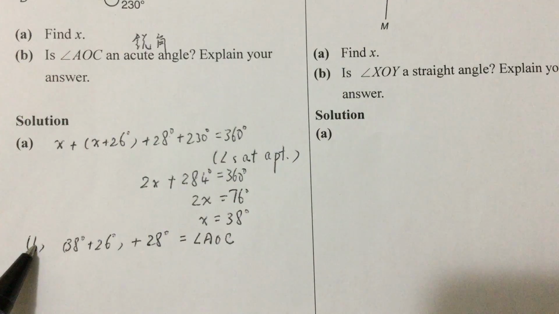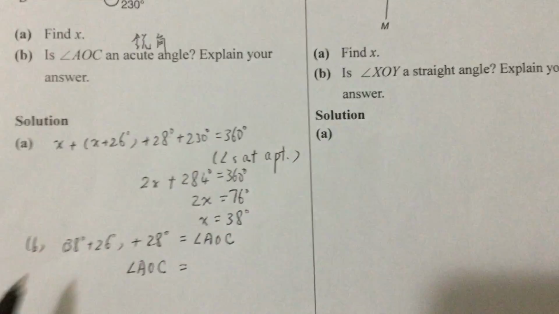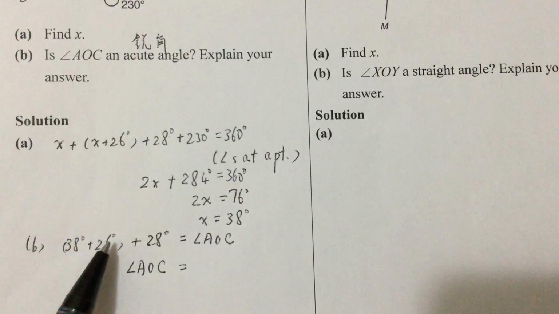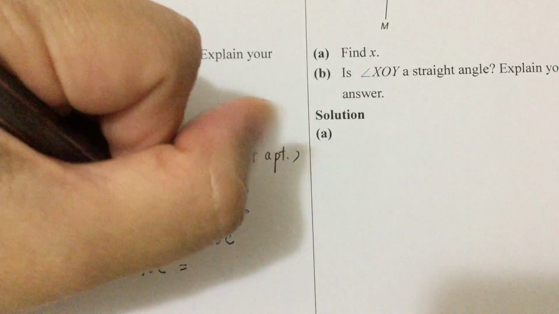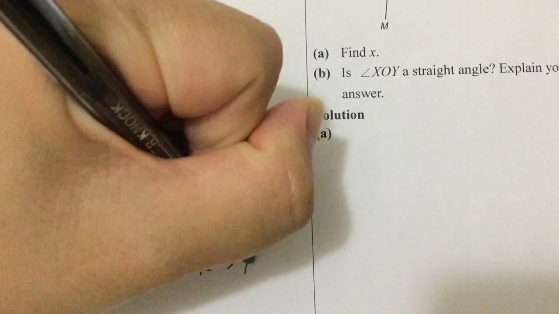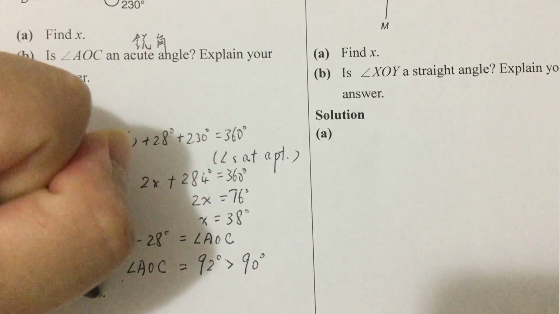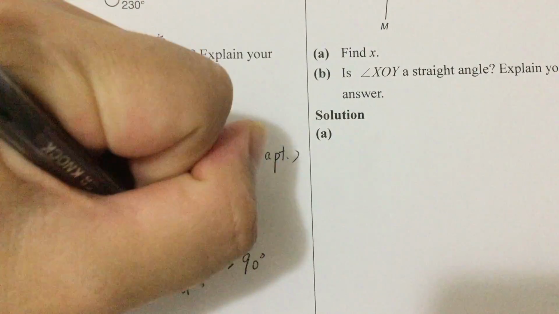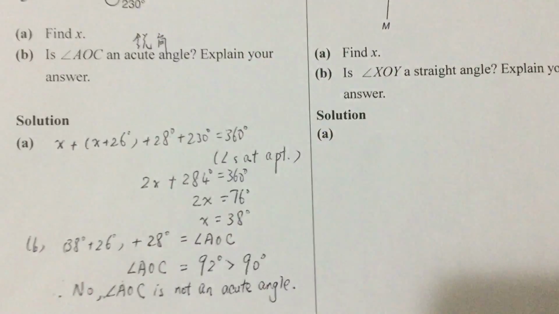Angle AOC here is much better. So we write that angle AOC equals 38 degrees plus 26 degrees plus 28 degrees. 38 plus 26 is 64, plus 28 is 92. So this is 92 degrees, which is greater than 90 degrees. So no, angle AOC is not an acute angle. Okay, so we finish this one.